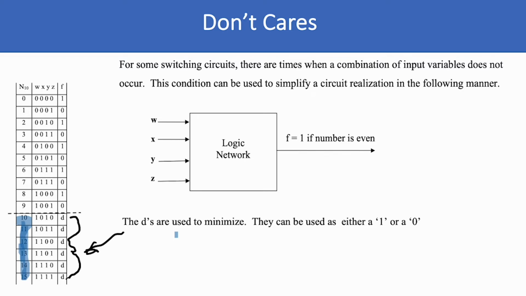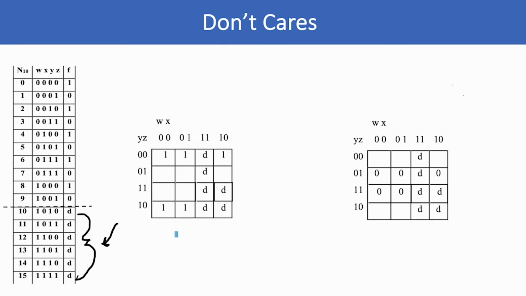Let's look at the Karnaugh map here. If we look at everything below the 9, again, because we say that W, X, Y, Z in our design, anything above 9, 10 through 15 is not going to occur. So we can use something called a don't care. And what the don't care says is, if you want to use it as a 1, you can. You don't have to, but you can. And if you do use it as a 1, it's going to help you minimize and get a better solution.